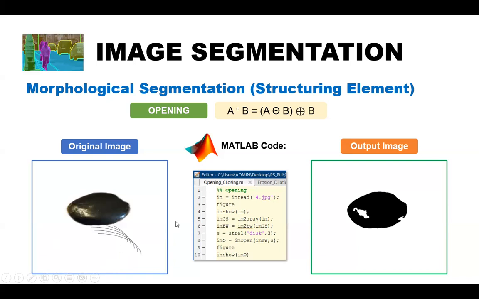So this is the code: imgs, imbw, strel. We use the area 3 for our structuring element or disk element. Now we have imopen, and it removed the hair-like structures or hair-like elements on our original image, and the output image is a more structured output image.